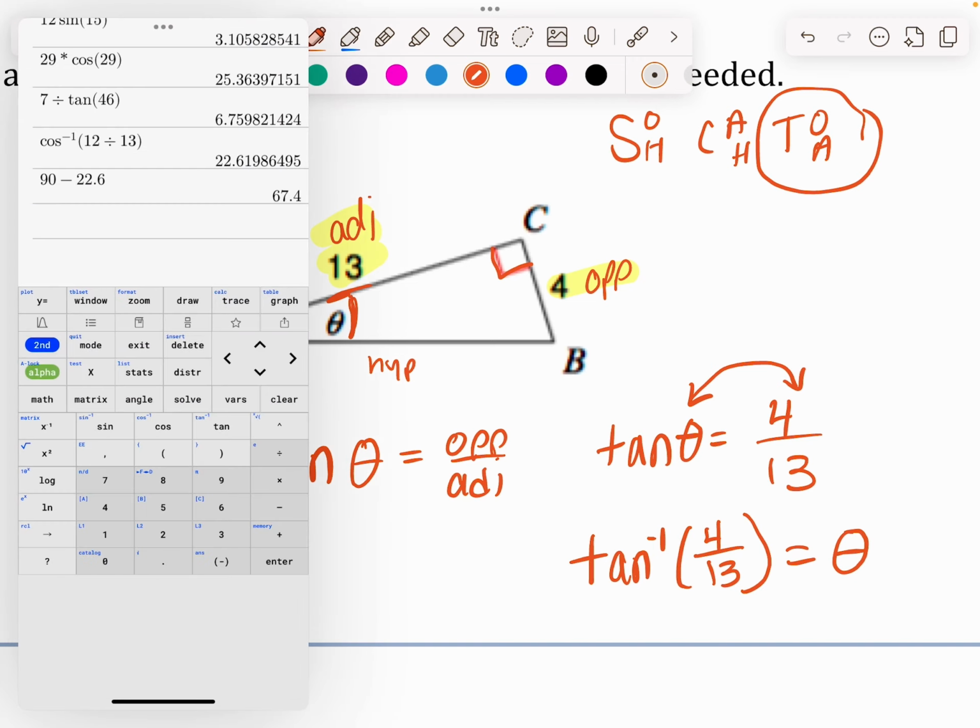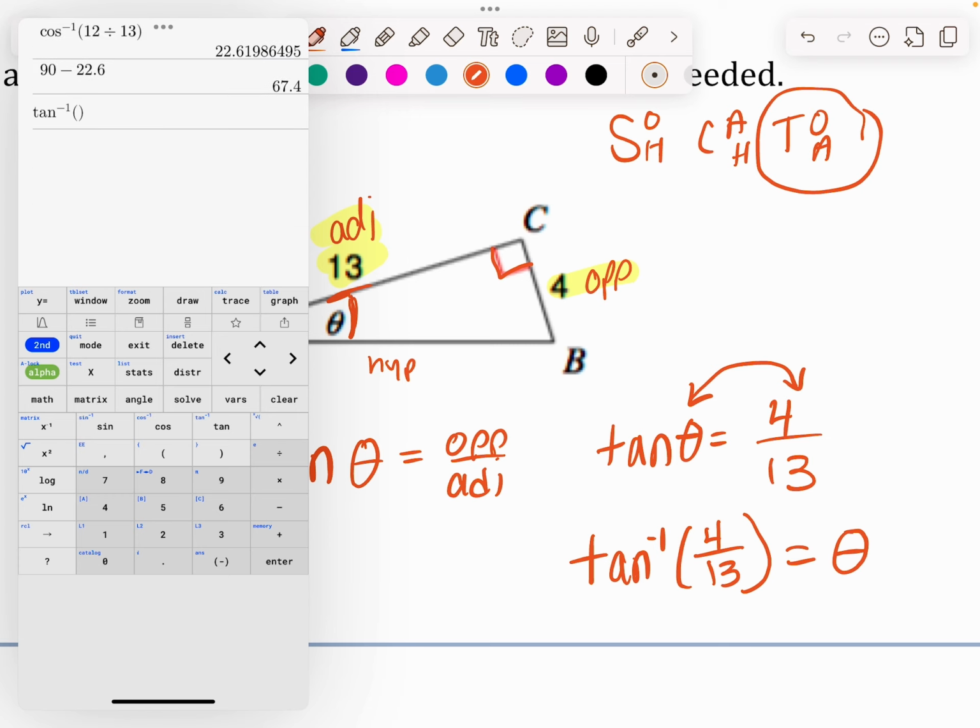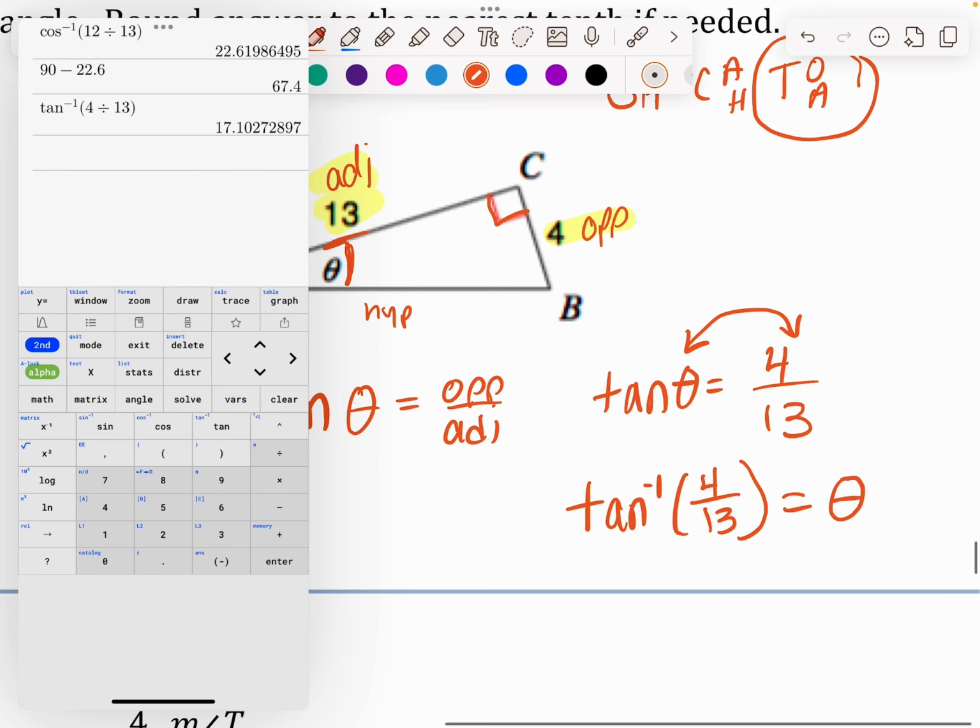So again, in your calculator, you want to do second and then tangent inverse. Make sure it shows the -1, and then do 4 divided by 13 as a fraction, or use your fraction button. Make sure your parentheses get closed off, and you get 17.1 degrees for that angle.